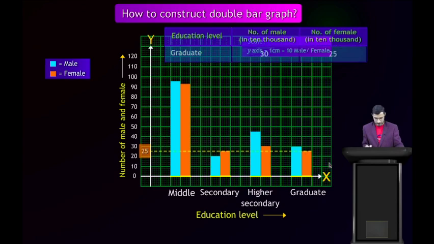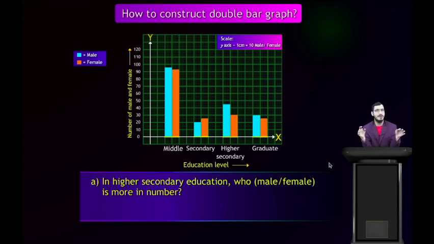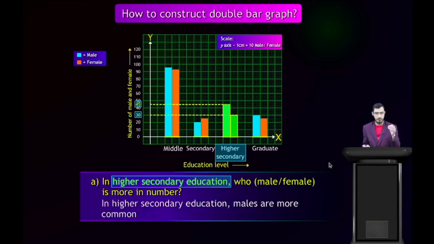So students, now it's a question: in higher secondary education, who is more in number, male or female? You can easily find out the answer by using the bar graph here. Looking at higher secondary education, the number of male and female is 45 and 30. So males are more in number in higher secondary education.